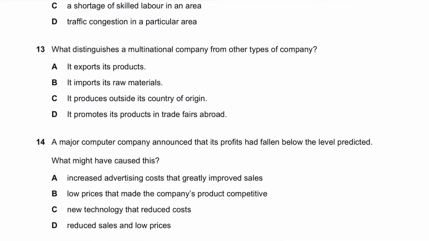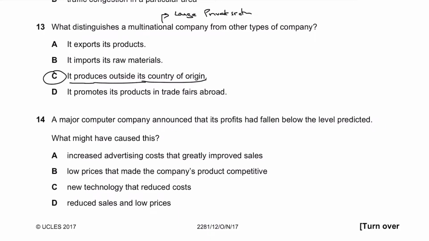Question number 13 says, what distinguishes a multinational company from other types of companies? A multinational company is a large company. It is in the private sector, right? So it is part of the private sector. It is a large company. A multinational company is a company that operates in more than one country, but it has its head office in the country of origin. So the answer to question 13 would be C, because the operations would be outside its country of origin as well. So the country of origin would host the multinational company originally founded, and then outside countries would also be hosting operations of the multinational companies as well.